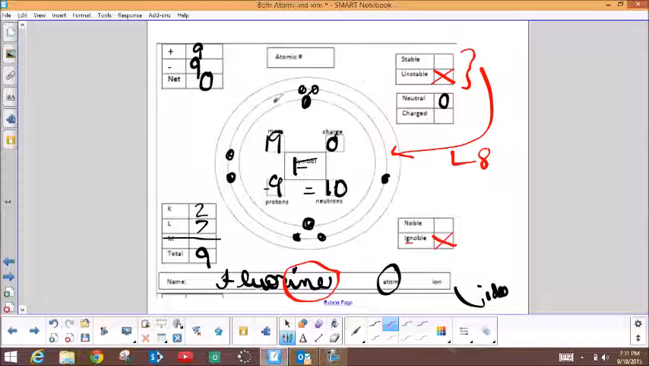Of course, we could have filled out the atomic number right away from the periodic table because this element was fluorine. I hope this helps you make models for the atoms of Bohr models.